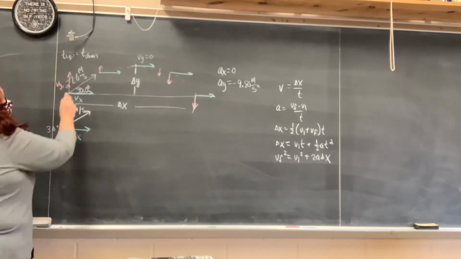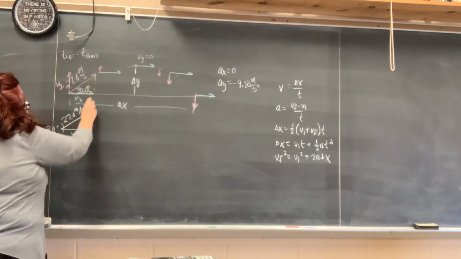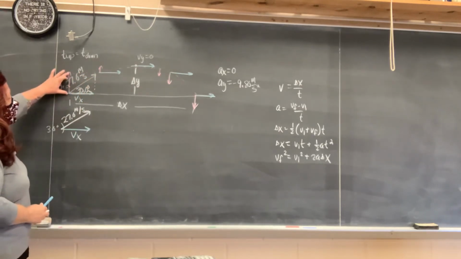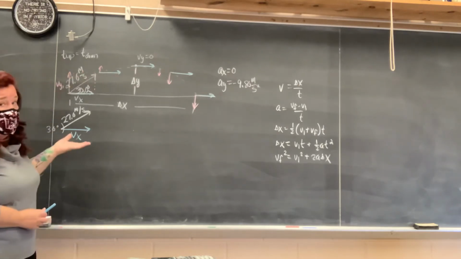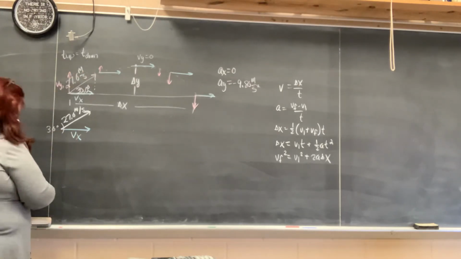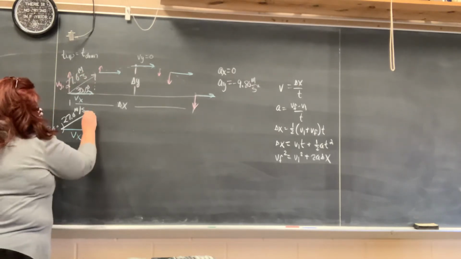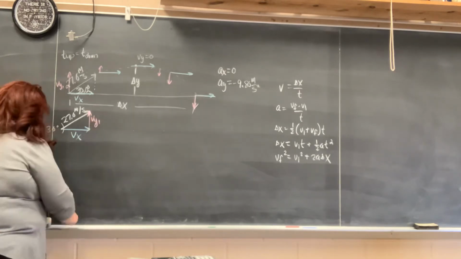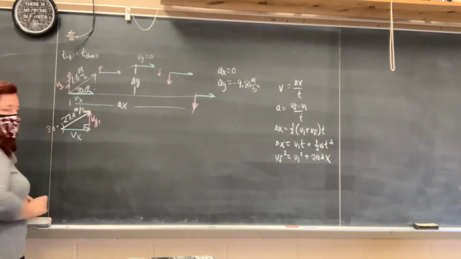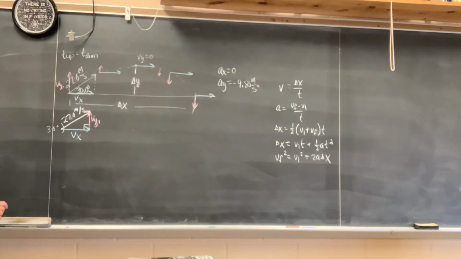And then if you look at this, this is really a rectangle. If you remember from geometry, the sides that are opposing on a rectangle, they're the same size. So that means that this side over here is Vy initial. And now you have a right triangle. So you can use sine and cosine.